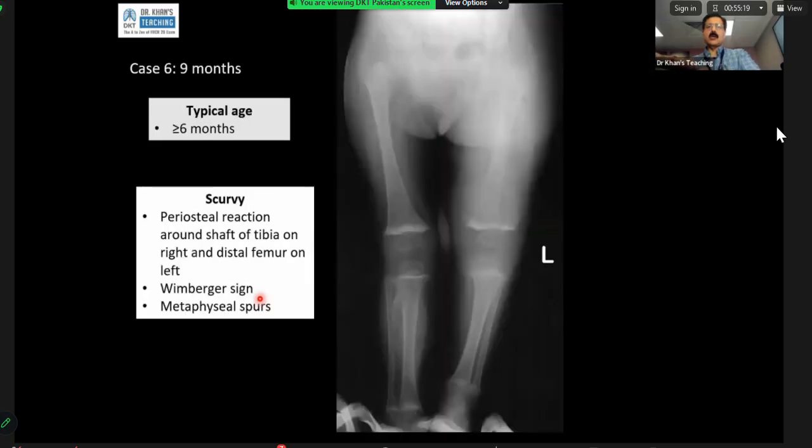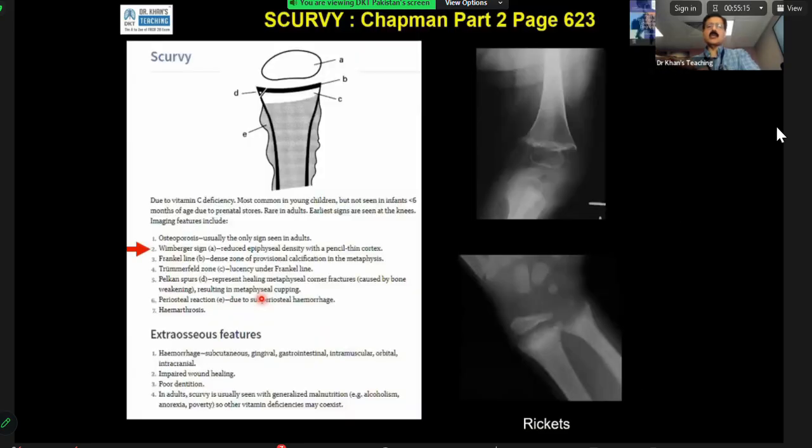Now, this is scurvy. Now, let's go to the next. This is from your Chapman, and this tells you Wimberger sign. You see another Wimberger sign. That was syphilis, and this one is what? Wimberger sign, reduced epiphyseal density with a pencil-thin cortex. So you will see it in the patella, because there is osteopenia, the cortex is high density, and this is known as Wimberger sign.